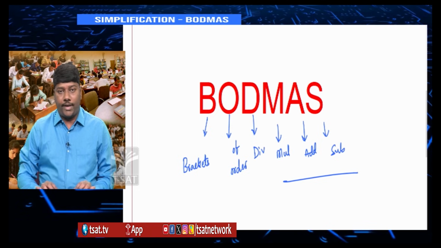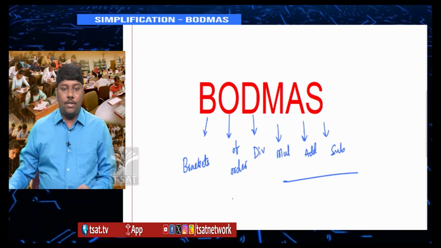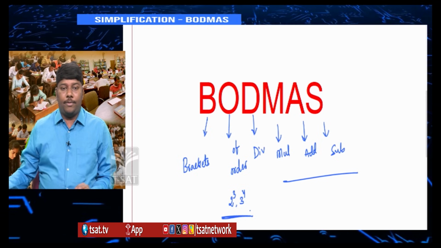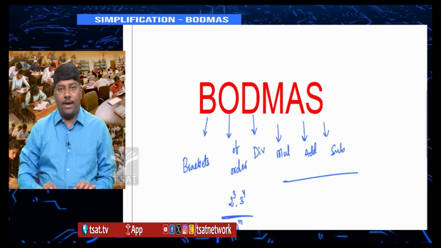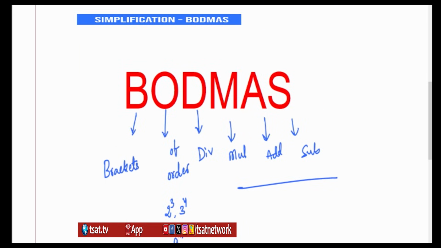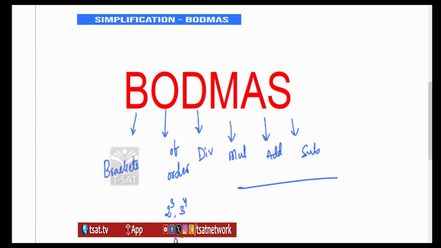First priority goes to brackets, so that is B. Then after that, of or else order. Order means suppose you have 2 to the power of 3 or 3 power 4, something like this. So A to the power of M. These kinds of things are order. Then after that division, then multiplication, then addition and subtraction. Division and multiplication have equal priority, and addition and subtraction also have equal priority. It doesn't matter whether you do division first or multiplication first. But you can just follow this rule BODMAS: brackets, of, division, multiplication, addition and subtraction.